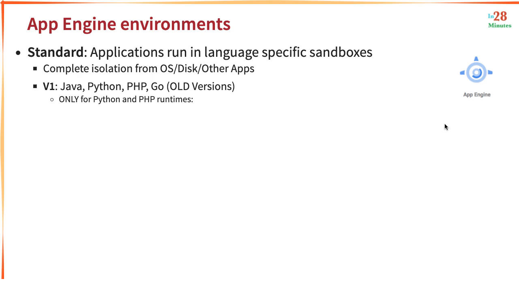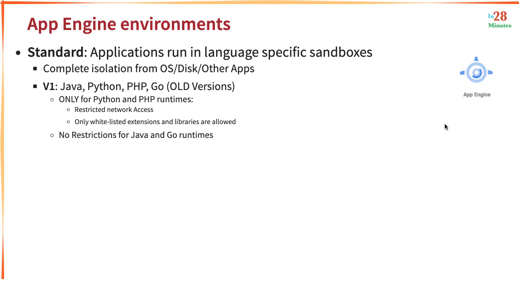And there are a few specific restrictions for Python and PHP runtimes. You have restricted network access, and there are specific whitelisted extensions and libraries which are allowed. So only for Python and PHP runtimes, there are a few more restrictions. You cannot have any network access, and there is a specific set of extensions and libraries that are available. You cannot use anything else when you're using Python or PHP runtimes. However, there are no such restrictions for Java or Go runtimes, even with V1.